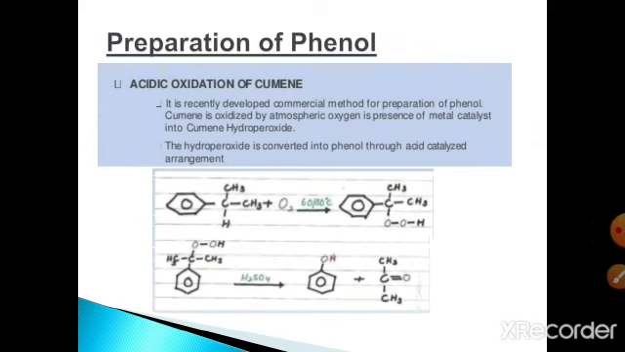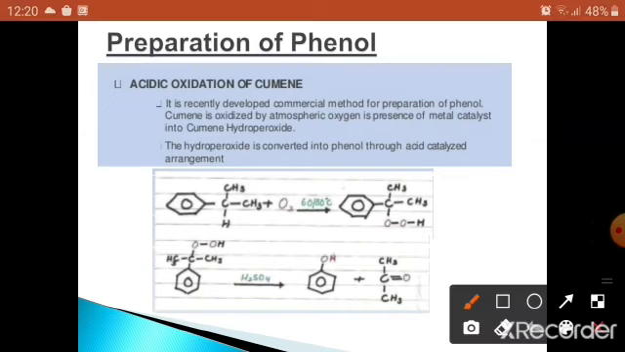So first, when this isopropyl group is attached on the benzene ring, this compound is known as cumene. In the presence of oxygen, it is converted into cumene hydroperoxide. This cumene hydroperoxide reacts with HCl or sulfuric acid. It is converted into phenol and acetone. Phenol and a ketonic group are present.